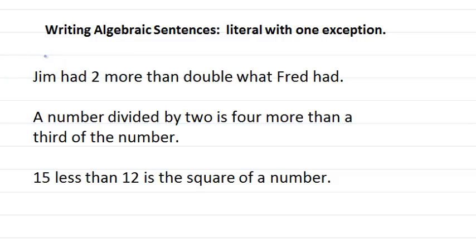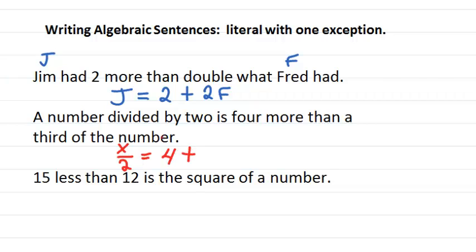In the first sentence, if Jim is J and Fred is F, then I can say Jim has 2 more than double what Fred has. In the second sentence, we have a number divided by 2. A number divided by 2 is 4 more than the number divided by 3, a third of the number.